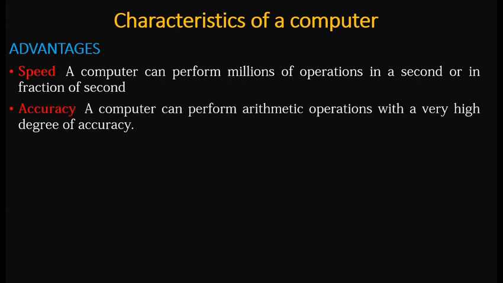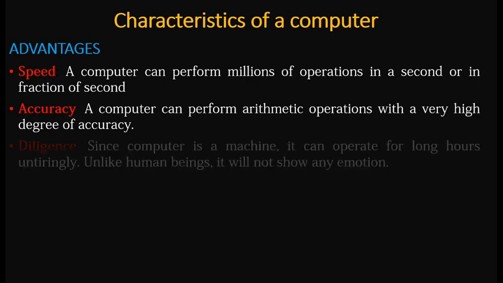Another characteristic of a computer is its accuracy. If you give correct data and correct instructions to the computer for processing, the computer will give a correct result. That is, a computer can perform different operations with a very high degree of accuracy. That's the reason why we are using computers in our day-to-day life.